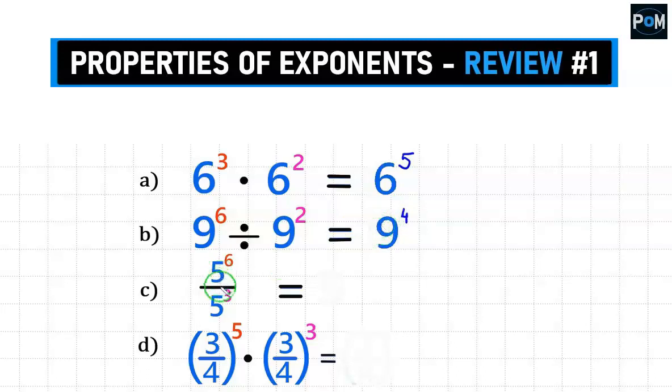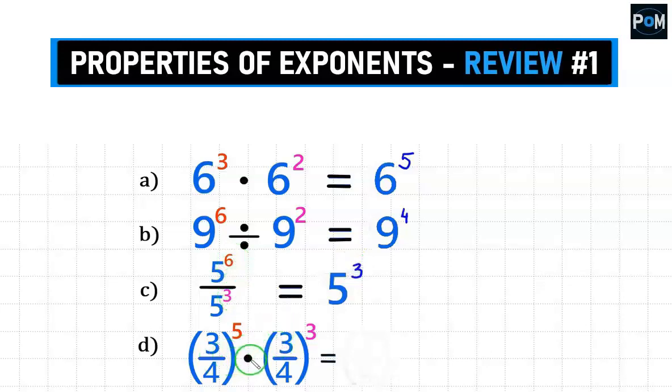Here we have division again, because a fraction bar is also division. 5 is here, and 5 is here. So 5 will definitely show up in the result as well. And since division is the same as in example B, these exponents 6 and 3, we need to subtract them. So here it will be 5 to the 3rd power. We subtracted 6 and 3.